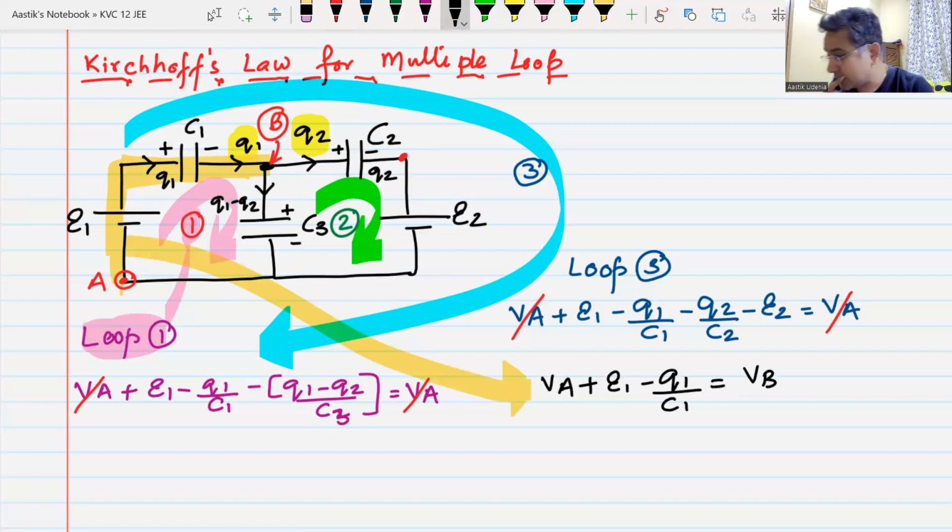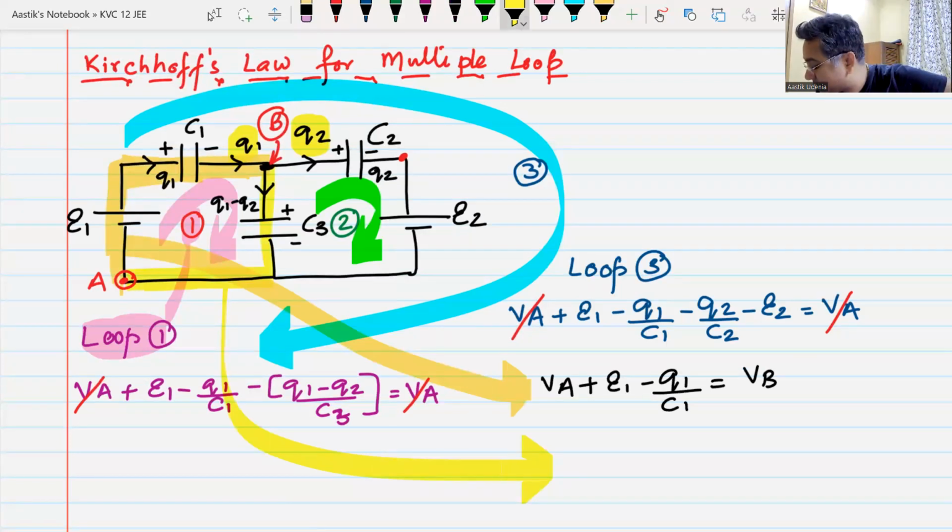But also remember that potential difference does not depend on path. I could have chosen a different path and got the same answer. I could have chosen this yellow path also. I could have gone like this also. Even if I go in this path, the answer will remain the same. Do we understand this? Yes, sir.